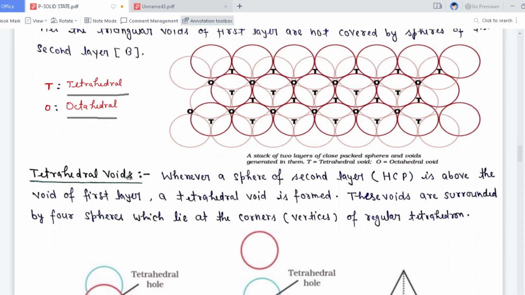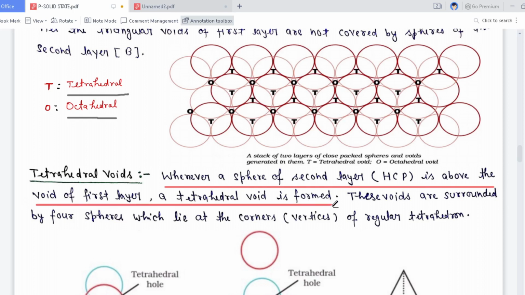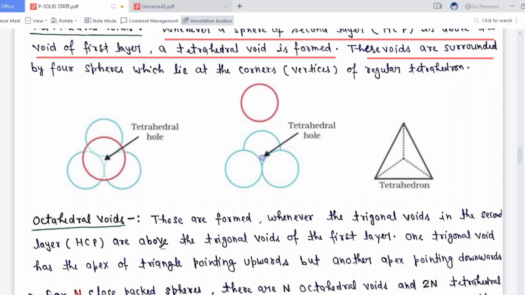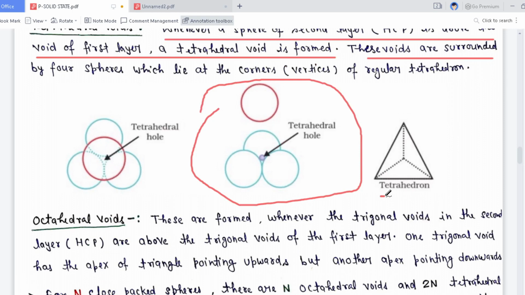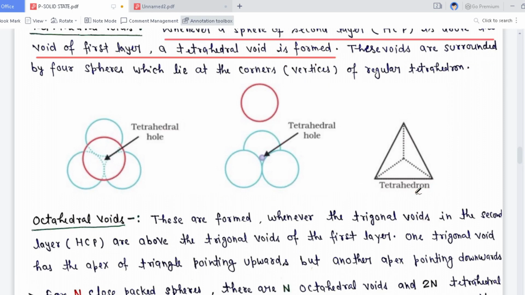Okay, so for tetrahedral voids. Whenever a sphere of the second layer, that means HCP, hexagonal packing, sits above the void of the first layer, a tetrahedral void is formed. Here the second layer is above the void of the first layer. These layers are surrounded by 4 spheres which lie at the vertices of a regular tetrahedron. So it is basically this way. This is the reason it's called a tetrahedral void, because this looks like a tetrahedron.